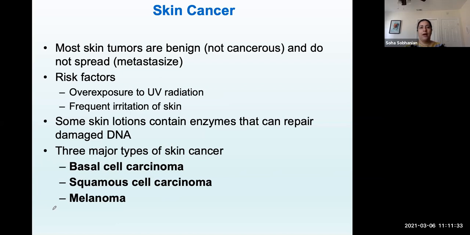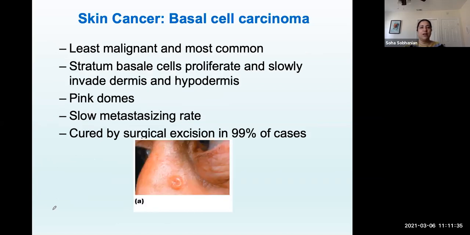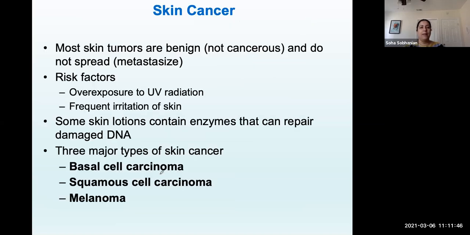All right, these ones, we're just going to talk about burns and the three types of skin cancer. So there are three types of skin cancer, sorry: basal cell carcinoma, squamous cell carcinoma, and melanoma. The main reason is frequent irritation to your skin and exposure to UV rays, as we mentioned earlier.